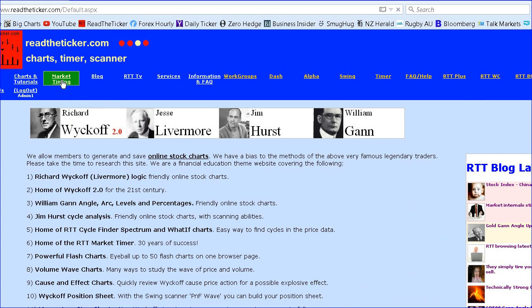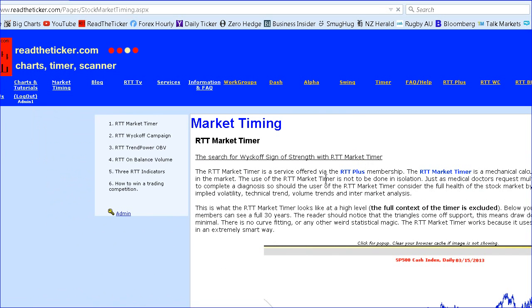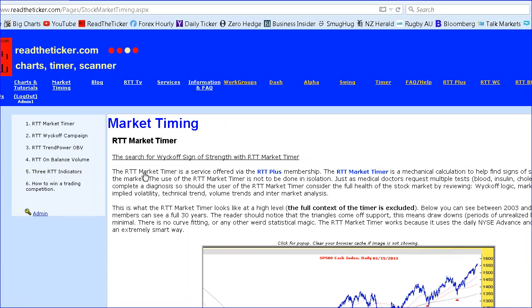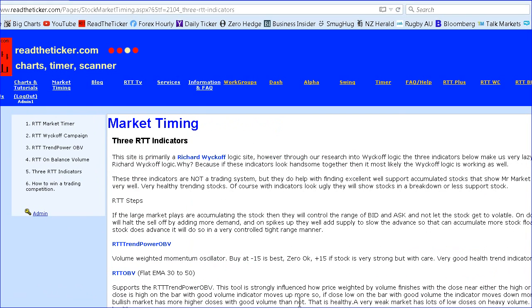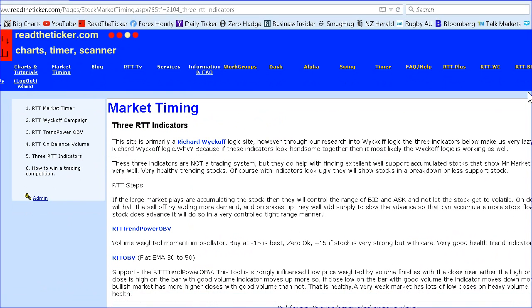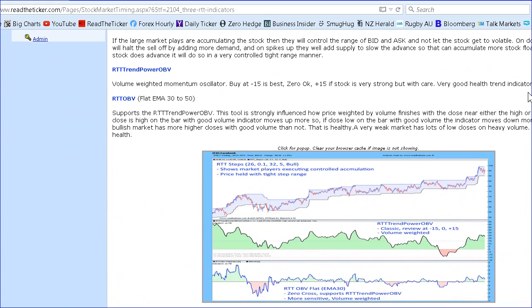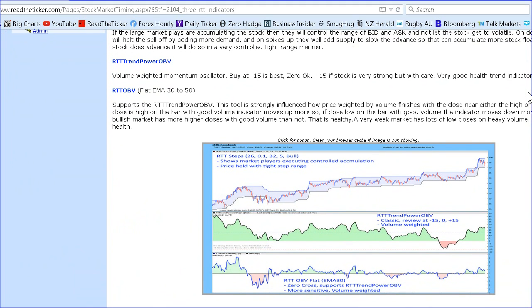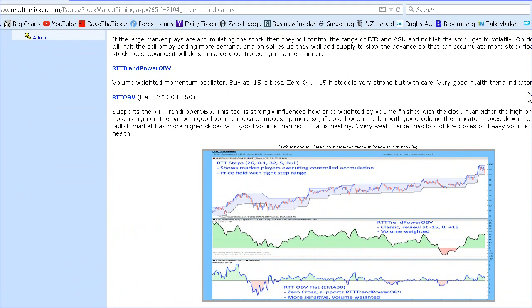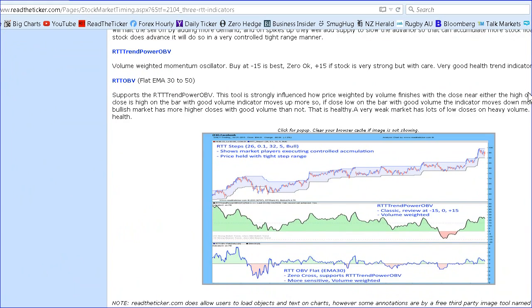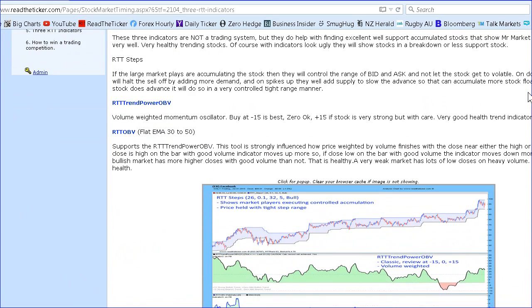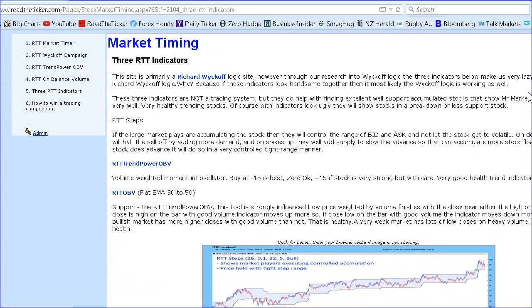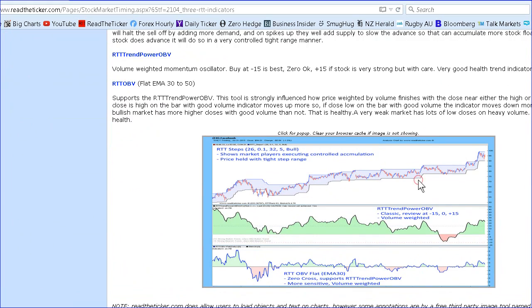can be found in market timing, 3 RTT indicators, and here we have 3 indicators in the chart. They are RTT Steps, RTT Trend Power OBV, and RTT OBV Flat with an EMA between 30 and 50. Now, the text does describe a bit more detail, but I'll just take you through them.